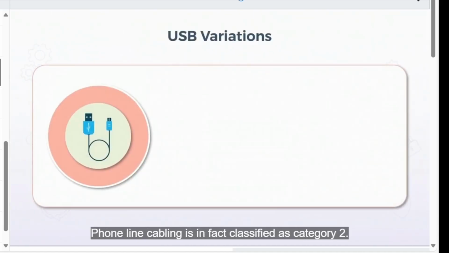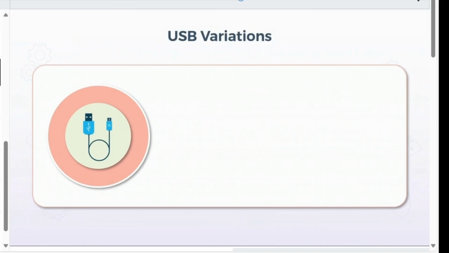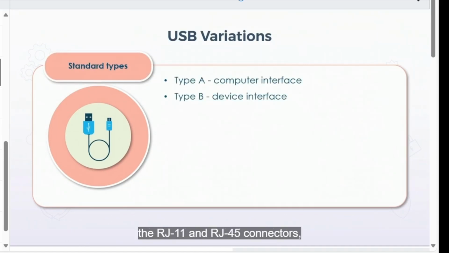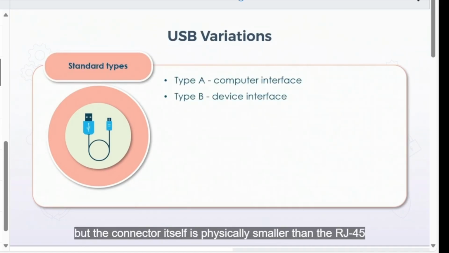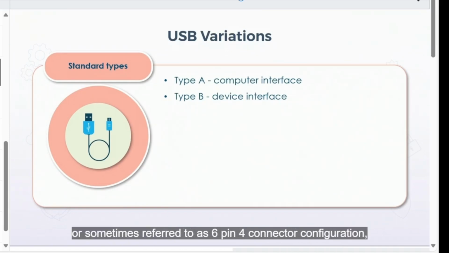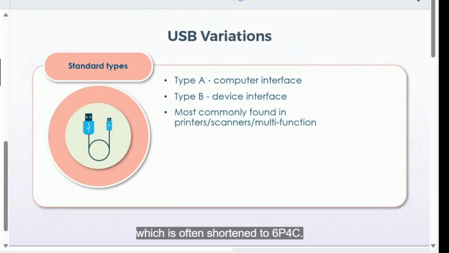But there are several different variations when it comes to the connectors, so this will depend on the version, of course, but the standard types do include what's known as Type A and Type B. And in just about every case, Type A is what you would plug into the computer's interface, and Type B would be what you would plug into the device itself. So a common example would be something like a printer or a scanner or a multifunction device.